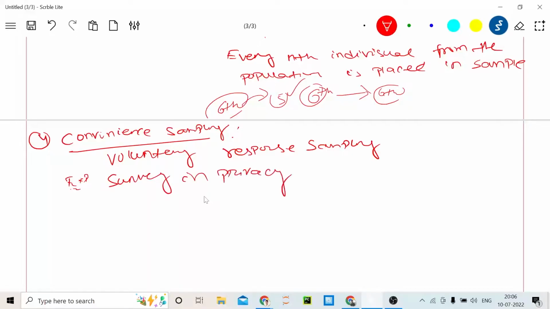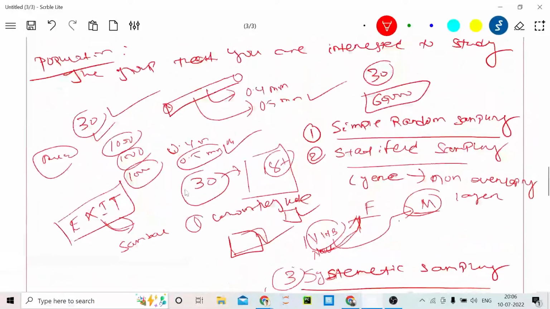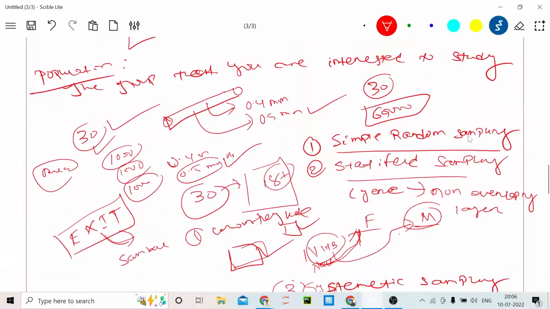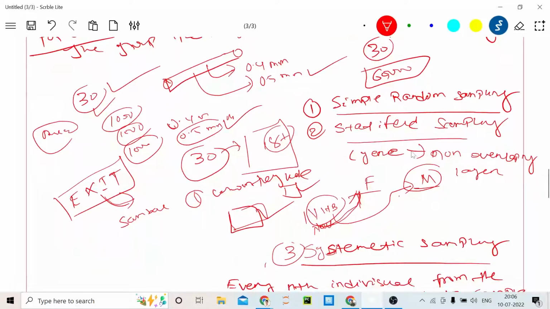That comes under convenience sampling. There are 4 types of sampling. The first one is simple random sampling. That means in this case you just randomly go, whenever you like, and take any person from your sample in your population and ask them the result, ask them what you are going to ask them.